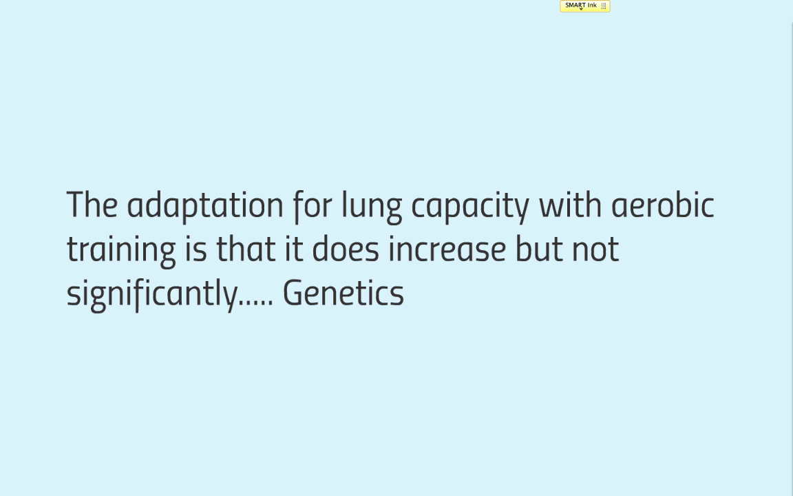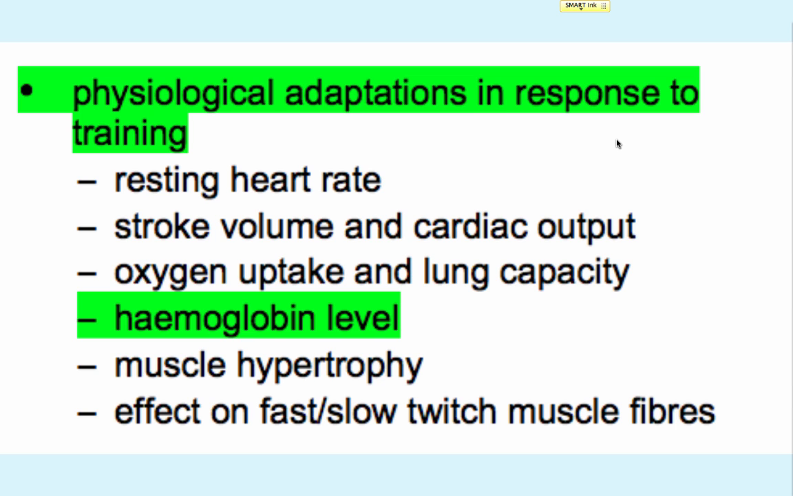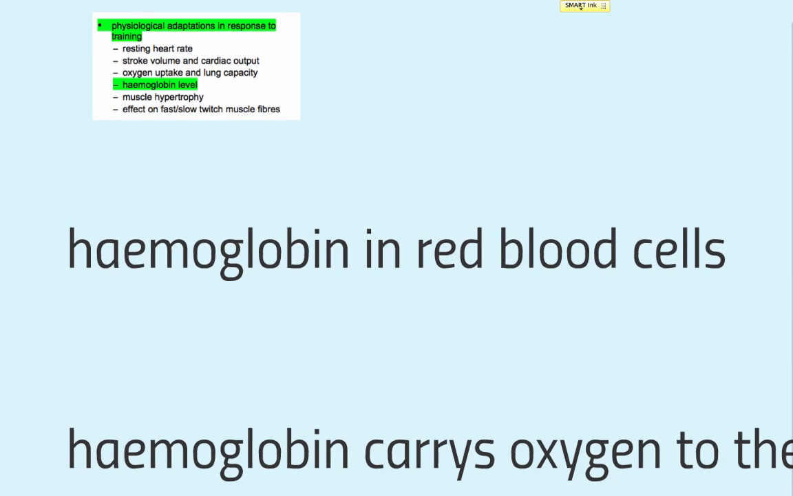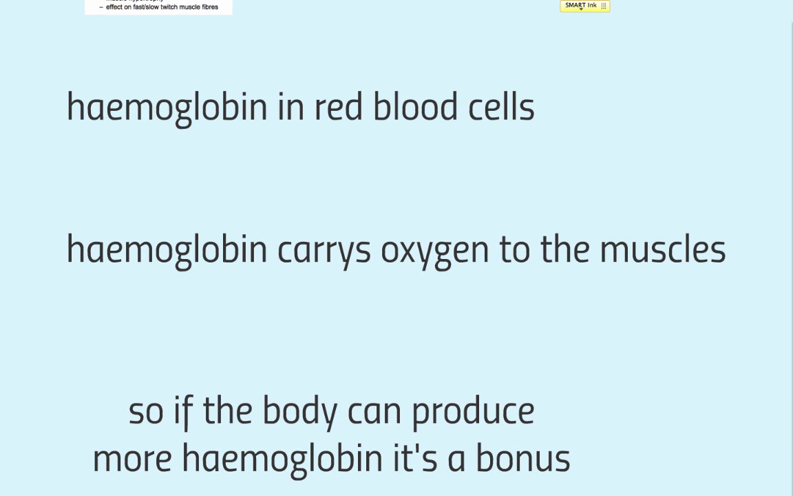Physiological adaptation of lung capacity is increased with aerobic training and strength training of the core, but it's not as significant as some of the other adaptations mentioned. Again, genetics is a significant factor with lung capacity. Next, we move on to haemoglobin levels. Haemoglobin is found in red blood cells, and you're probably familiar with the idea that red blood cells carry oxygen to the muscles.